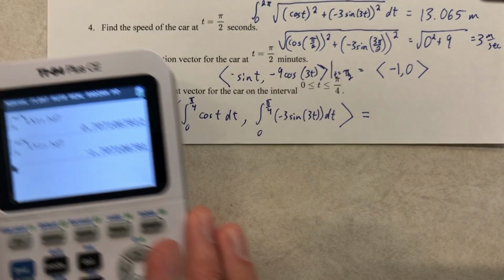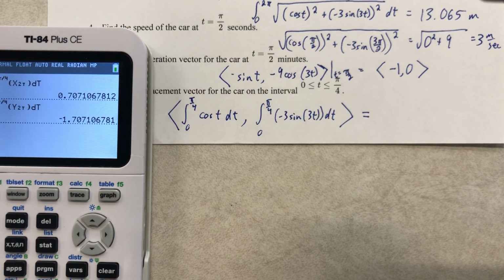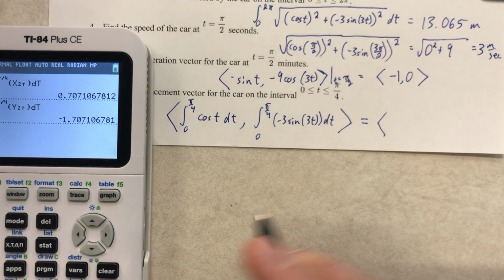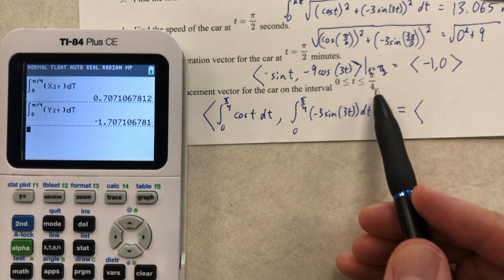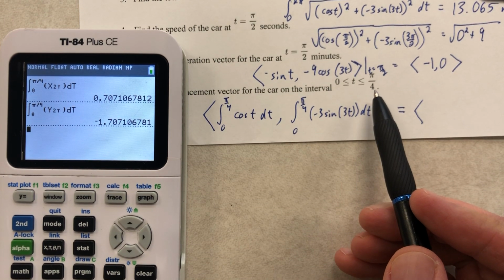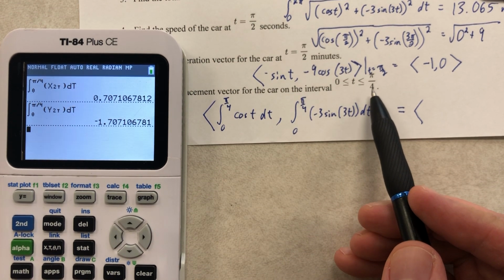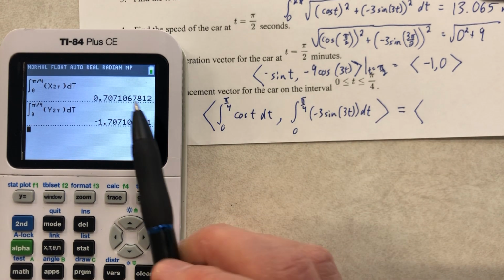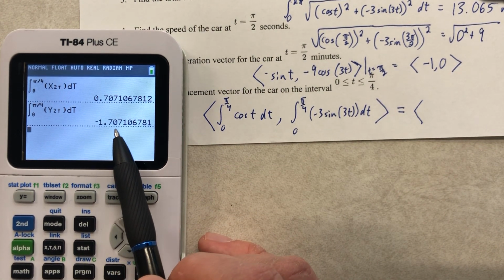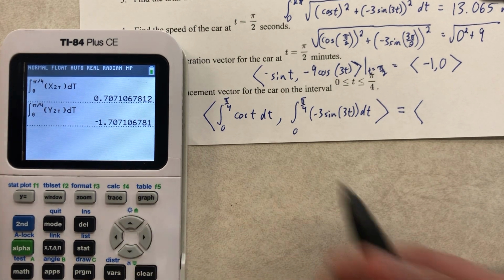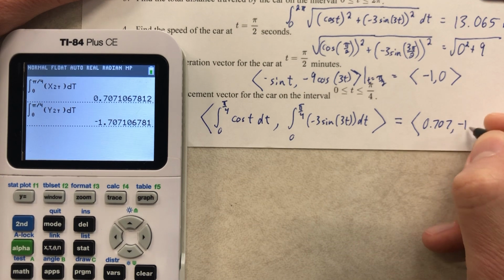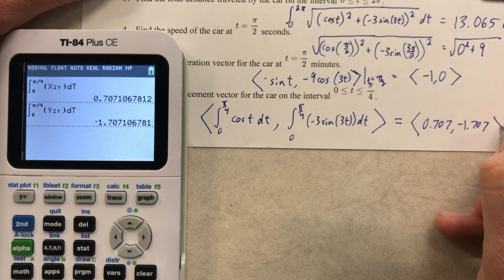-1.707, and we now have the displacement vector for the car on that interval, which really tells me, well, I traveled from 0 to pi over 4 a sum quantity of this far to the right and -1.707, so 1.707 down. All right, so 0.707, comma, -1.707, and that is it.